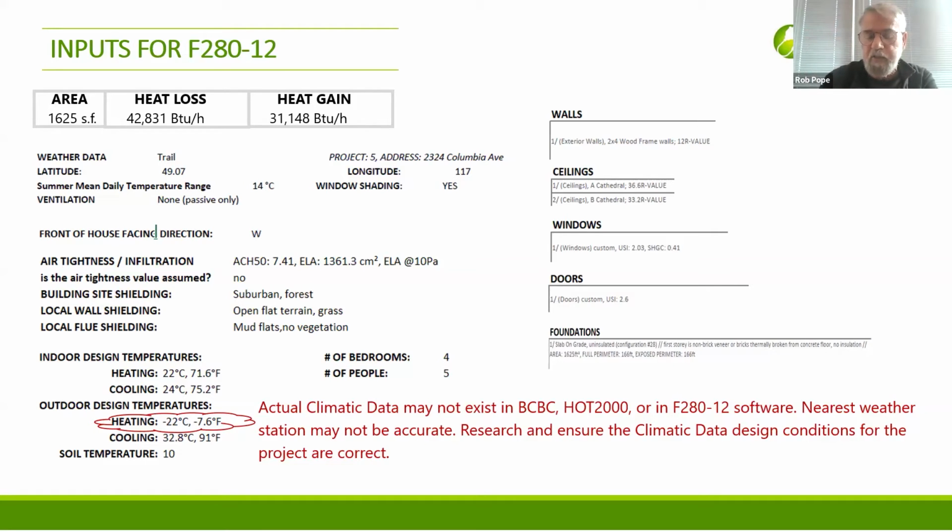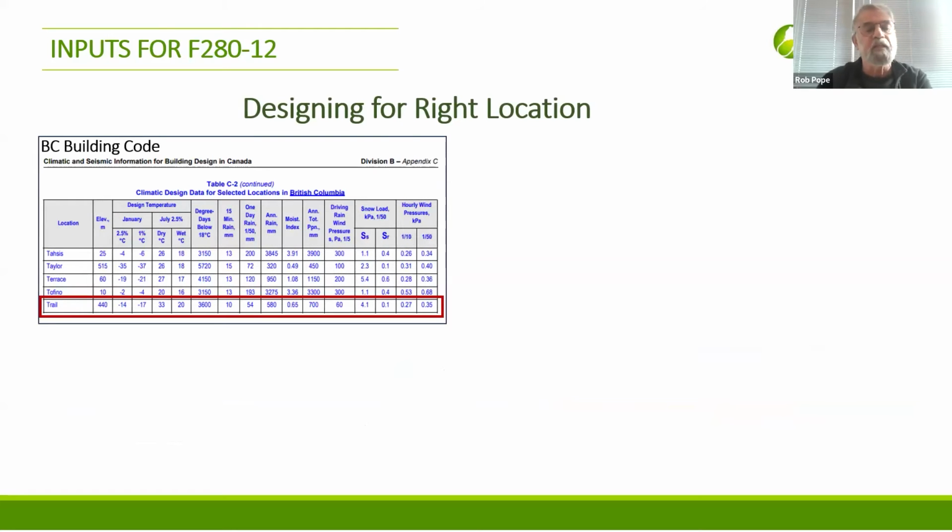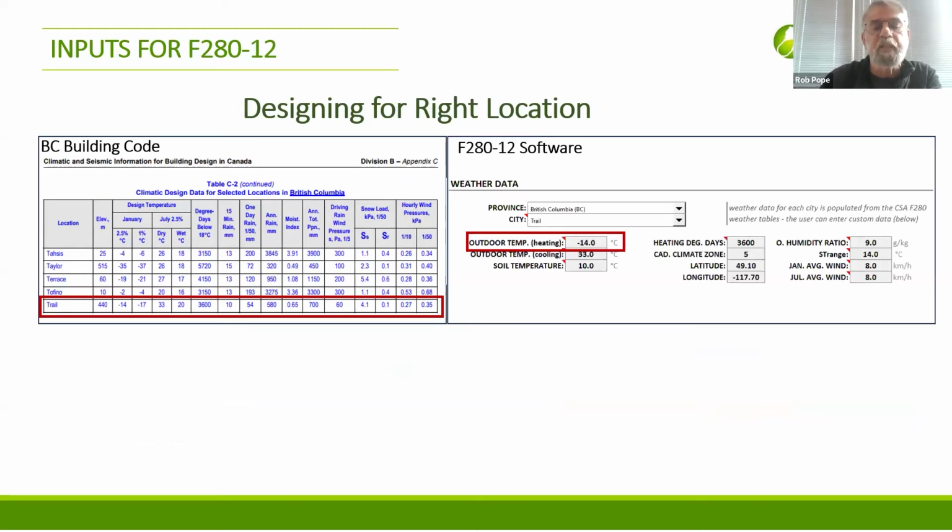You have to actually do your research and your diligence and check on the jurisdiction that you're working in to make sure that you've got the right climatic data input in the first place. So designing for the right location. So you can see here, this is a snapshot from the BC Building Code. There is no Roslyn, it's Trail, and the design condition is minus 14 Celsius, right? Minus 14 Celsius is in the software data for Trail.